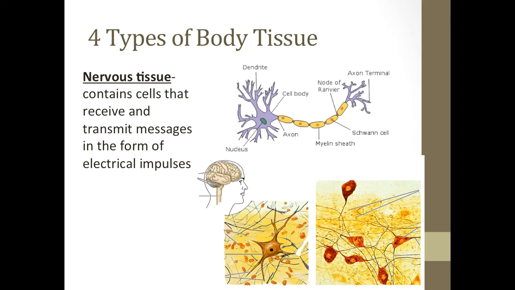The first we will discuss is nervous tissue. We can see here there's one nerve cell, and remember that cells differentiate to look different depending on their function. So form equals function. I've been trying to say that for a while now. So nervous tissue, its job is to receive and transmit messages in the form of electrical impulses.